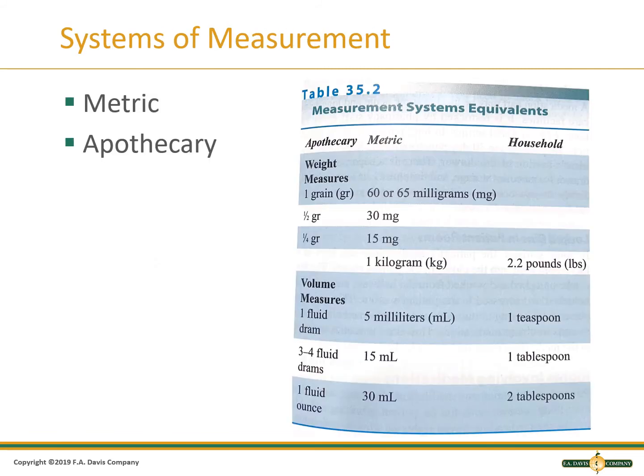Apothecary system of measurement is an older system that is not recommended by the Joint Commission as it can cause confusion. Metric system is the more accurate and standardized. The household system is the measurement system used with cooking. It can be useful when discharging patient to home with liquid medications.